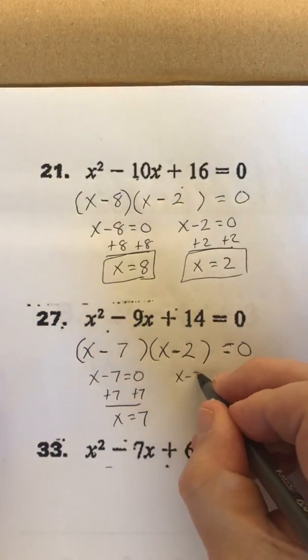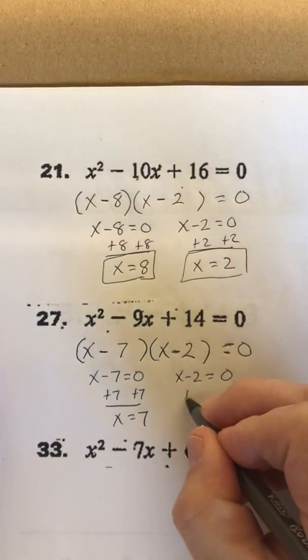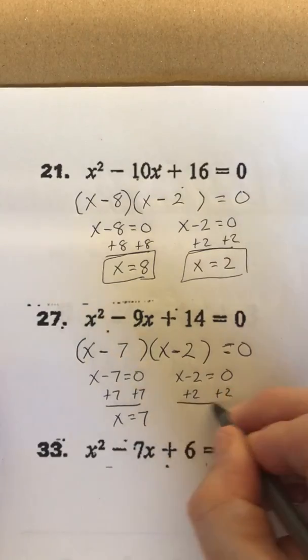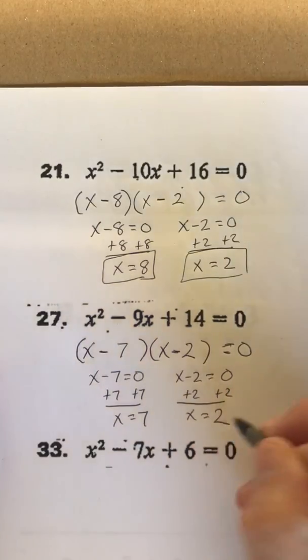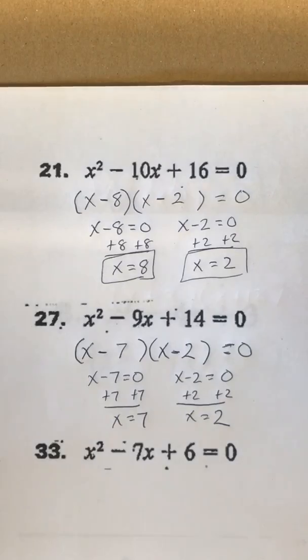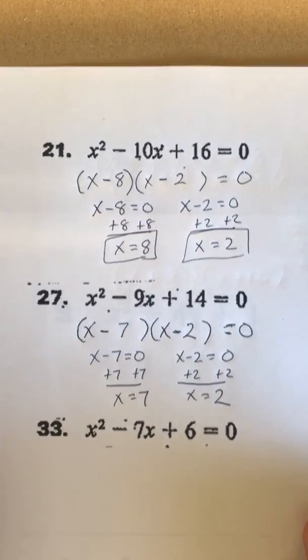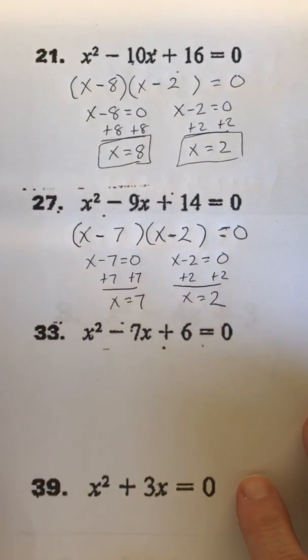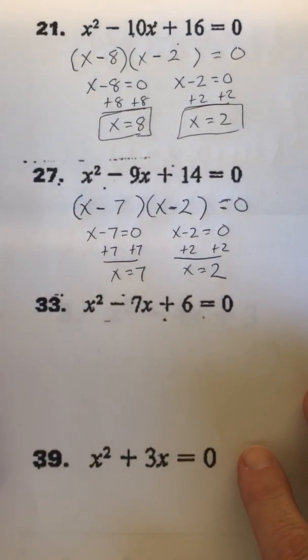And then we take our x minus 2. We set that equal to 0. We add 2 to both sides, and we get x equals 2. All right, so that's our answer for number 27, x equals 7 and x equals 2. That brings us next to 33.